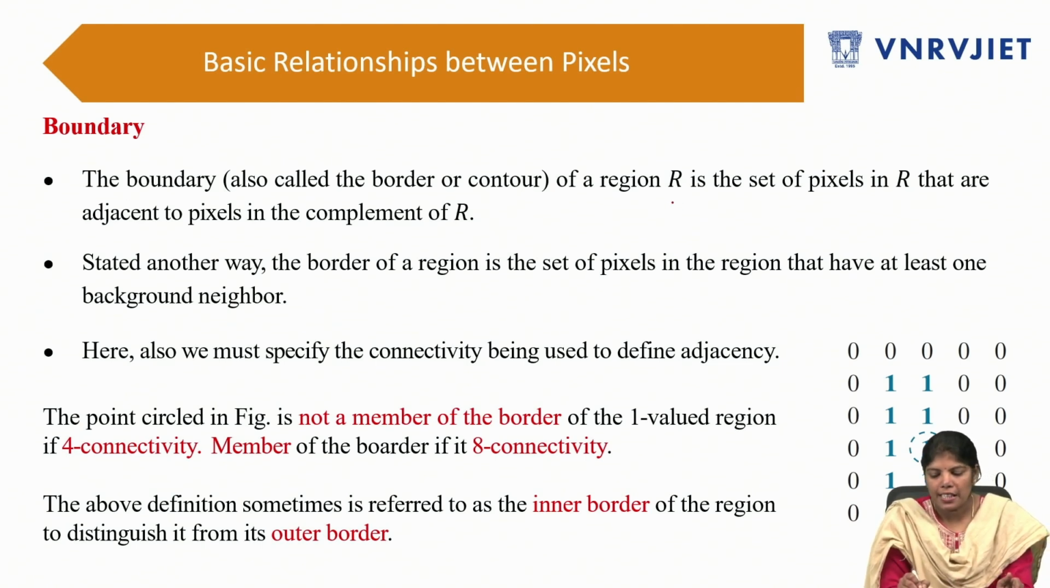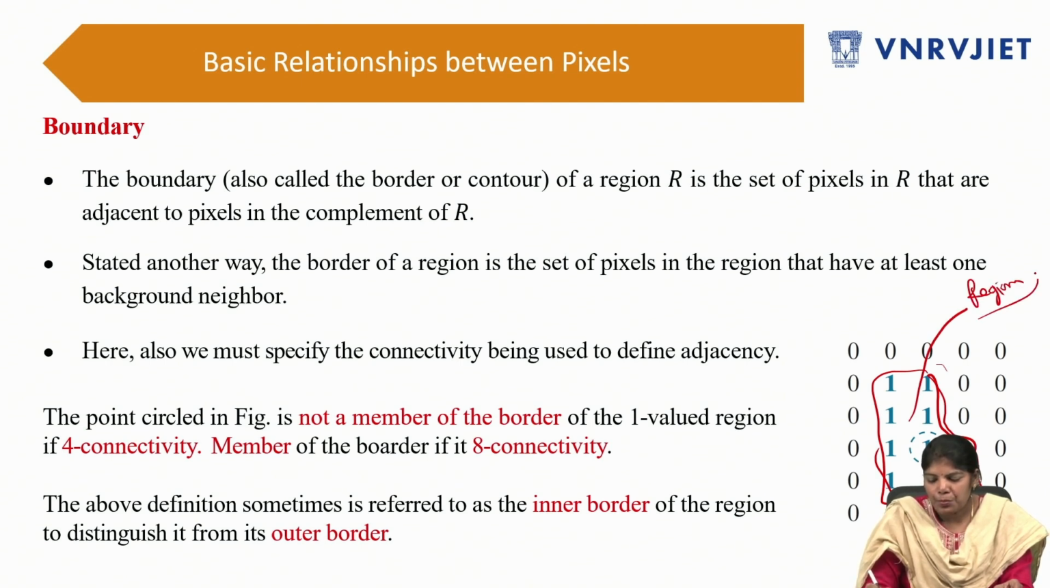Here you can see the definition. The boundary of the region R is the set of pixels in R that are adjacent to pixels in the complement of R. You can see here this we can call a region. How is this region separated from the other region? This is a pixel of one information, and this is a pixel of the other, zeroth information. This is a boundary, and this part is called a region.